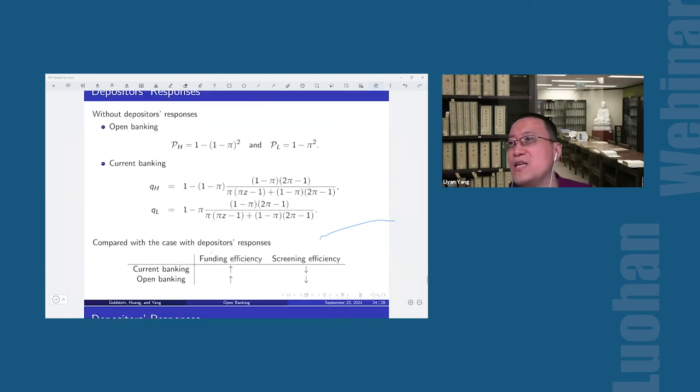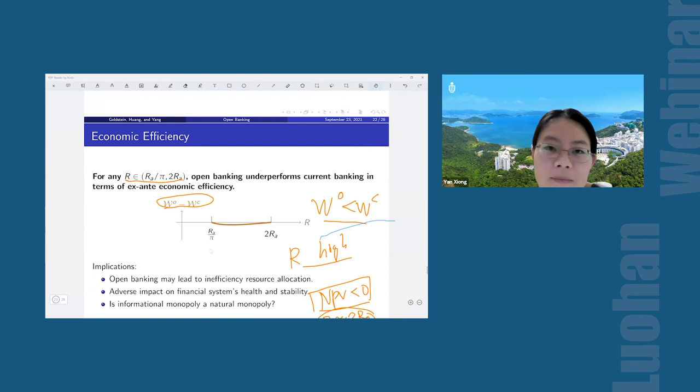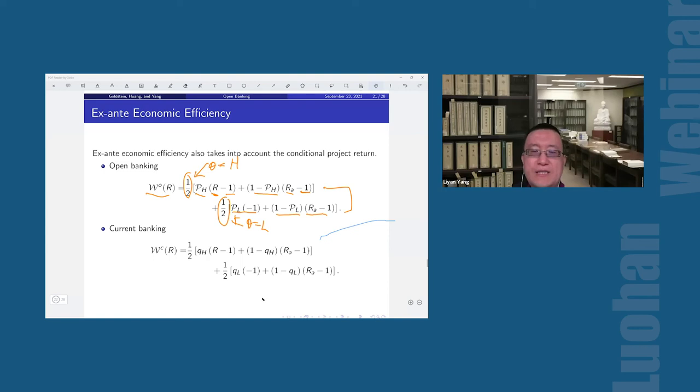And we also show that this result. I may miss something. When calculating the ex-ante efficiency, did you take the average of the funding efficiency and the screening efficiency? Yes, the funding efficiency and screening efficiency are related to those probabilities, the pi, pH and pL. But here, when we talk about the welfare, we compute the payoff. It's not a simple average. This is what we just compute, the payoff of all players.